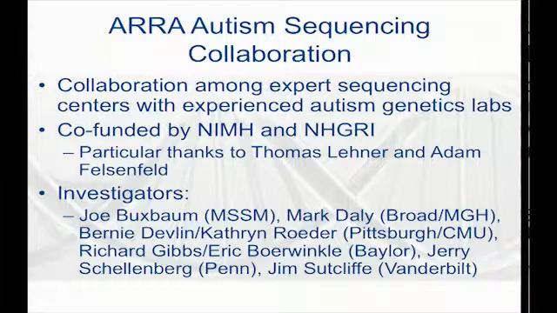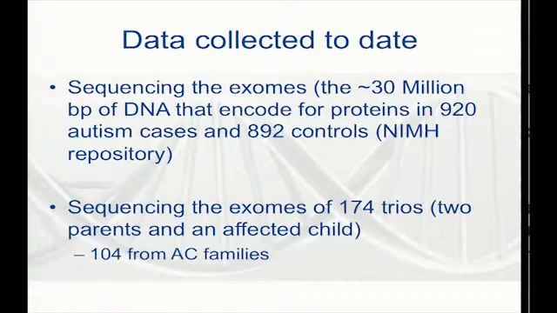And you see a number of the investigators here. The two types of studies we've done so far are sequencing the exomes, which, as Chris said, are the 30 million base pairs of DNA, so still quite profoundly large, that encode for proteins in almost 1,000 cases and 1,000 controls, as well as sequencing the exomes of 174 trios, which is just our genetics vernacular for two parents and an affected child.